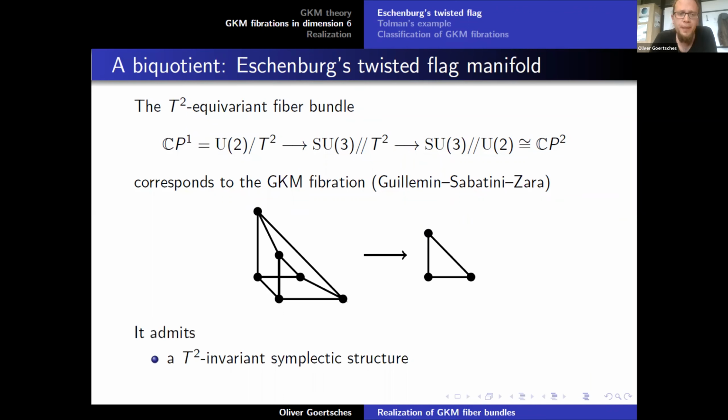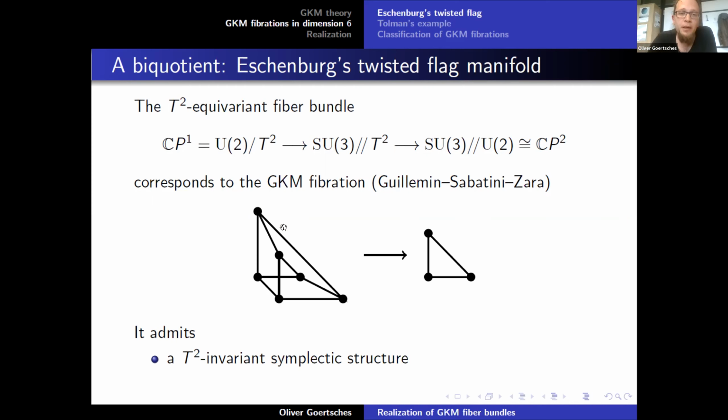Okay, so I claim, on the one hand, we have this fiber bundle structure here, which gives more information on the GKM theory. On the other hand, this fiber bundle structure here also gives information on the geometry of that space. And let me mention two aspects of this.